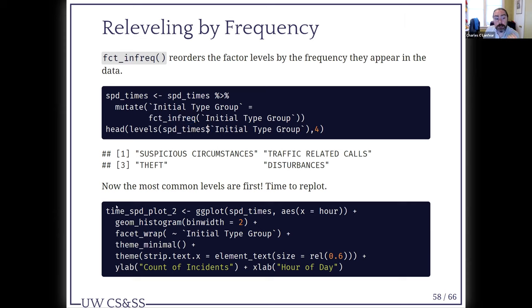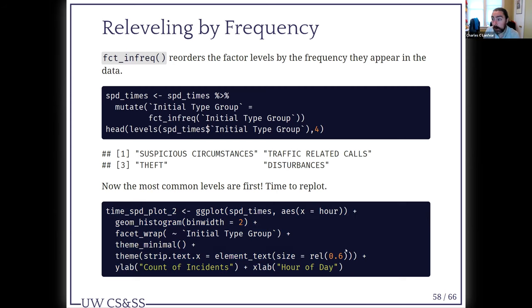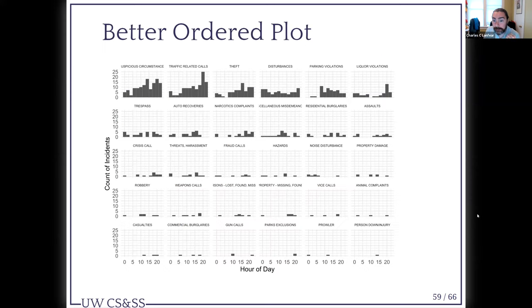If I then just do the exact same plot I did before, this is the same code as before. The only difference is that I've reordered initial type group by the frequency of the factor level. My facets, my plots, will now be the most common SPD incident first, the least common last. There was only one person down injury observation in the data. So if you want to know how to reorder your plots based on anything in your data, you have to reorder your factor levels. You can use functions in forcats to do that.